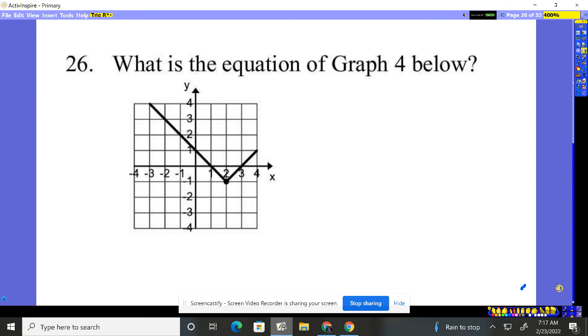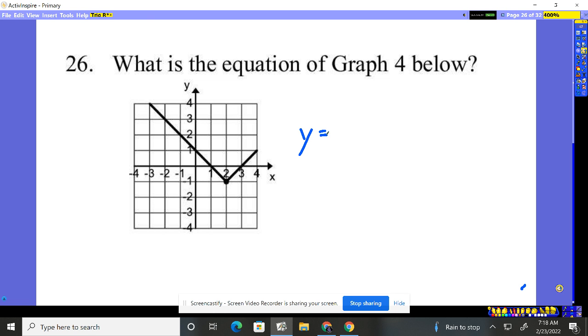26 says, what is the equation of graph 4? So we want the equation. This is an absolute value, so we know it's going to be an absolute value. Now we need to concentrate on two things. Is it facing up or facing down? Well, it's facing up, so it's a positive. If it were facing down, we'd have to put a negative out in front of the absolute value.